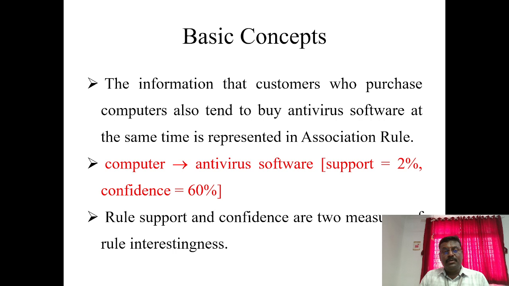Here you are using an association rule. Based on the association rule, you analyze the report using data mining concepts. Whenever a new customer wants to purchase a computer, you have two conditions: purchase the computer, and also buy antivirus software. Here, the support level is 2% and the confidence level is at least 60%. This is called rule support and confidence, two measures of rule interestingness.